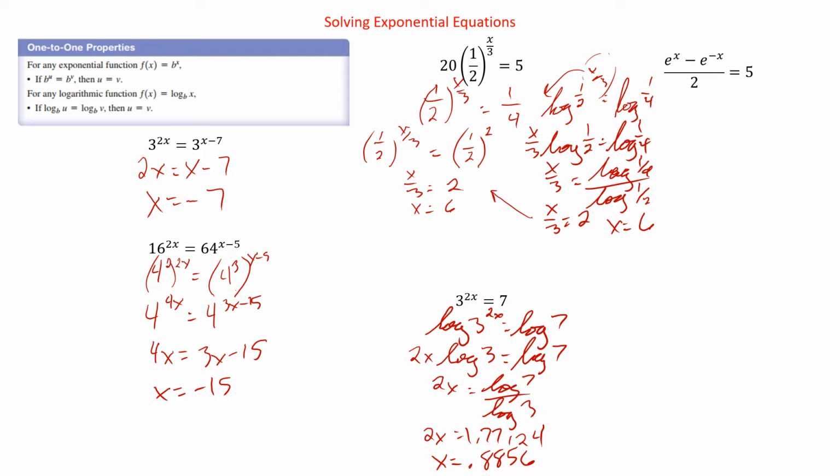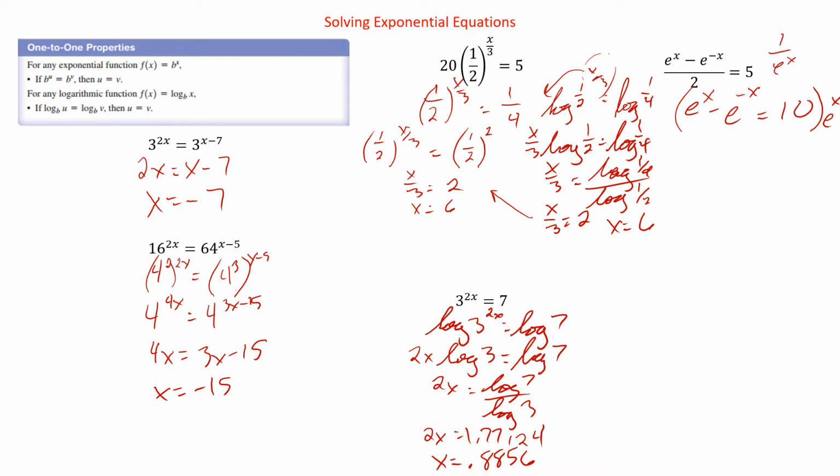What we could do here, the first step, I would multiply by 2 just so we get rid of that fraction. So we have e to the x minus e to the negative x equals 10. Well, now what can we do? Well, we can multiply everything by, say, e to the x. Why would we multiply everything by e to the x? Because this is a fraction. This is 1 over e to the x. So we still have that fraction there.